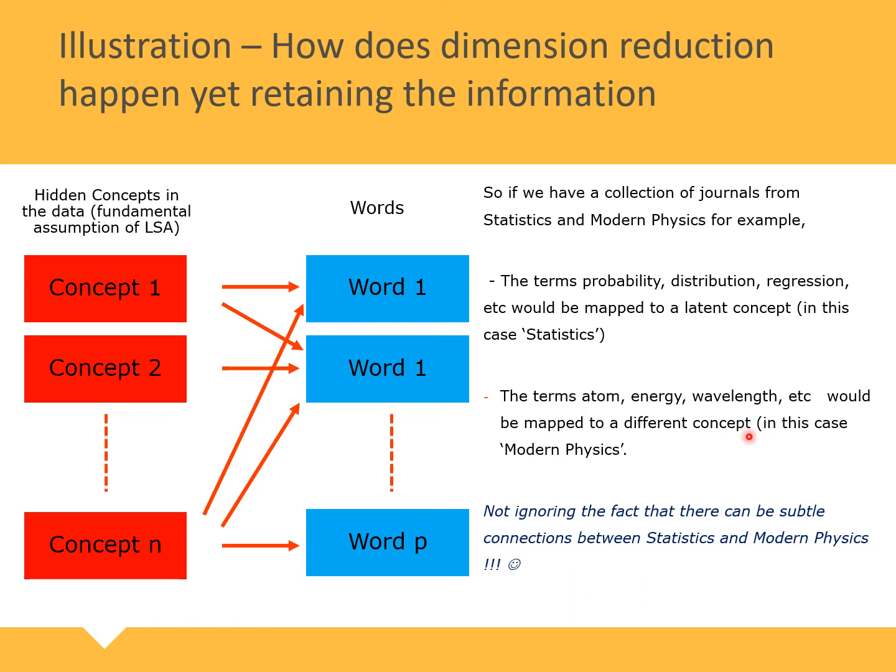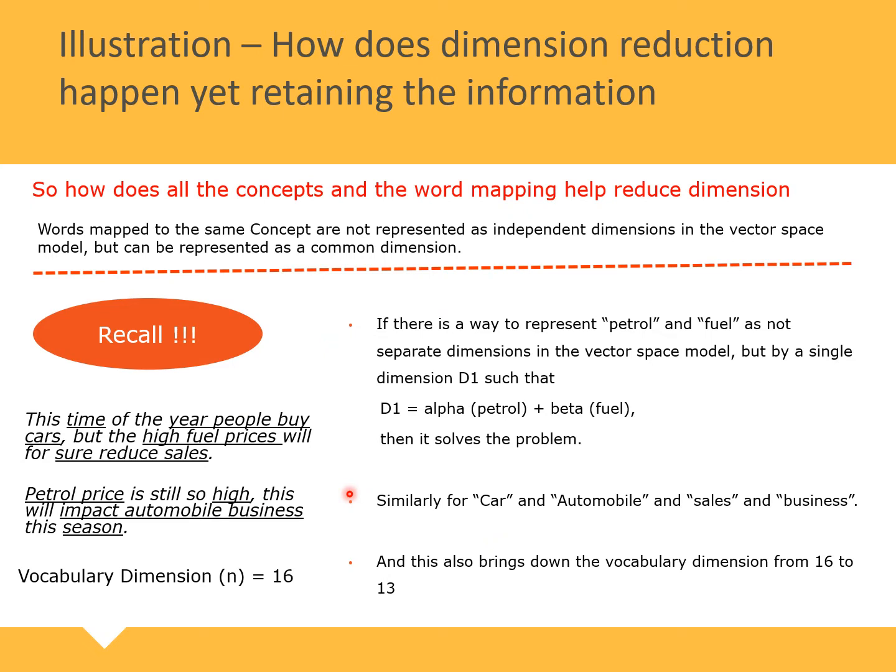Similarly for the terms related to modern physics. So that is how you get the contextual relationship of the words. You get to know what the hidden concepts are, and you also achieve dimension reduction, as we were alluding to in the beginning. So that is how the dimension reduction happens, right?